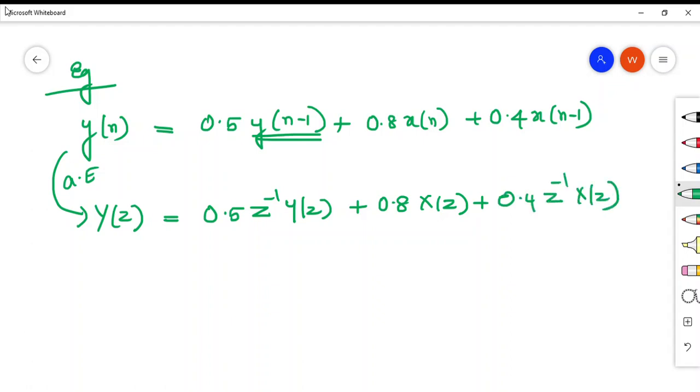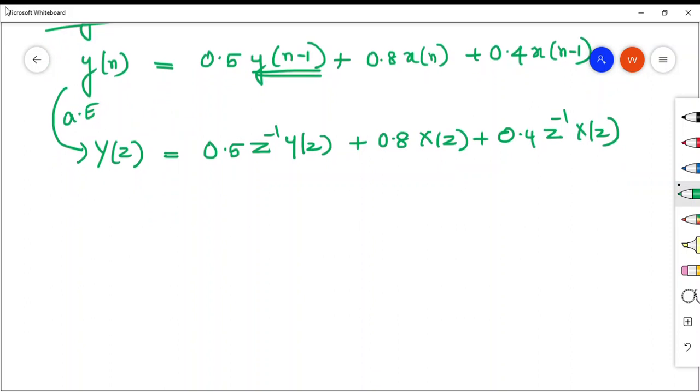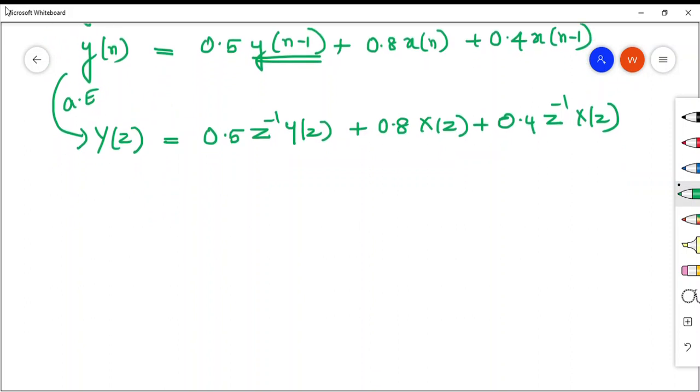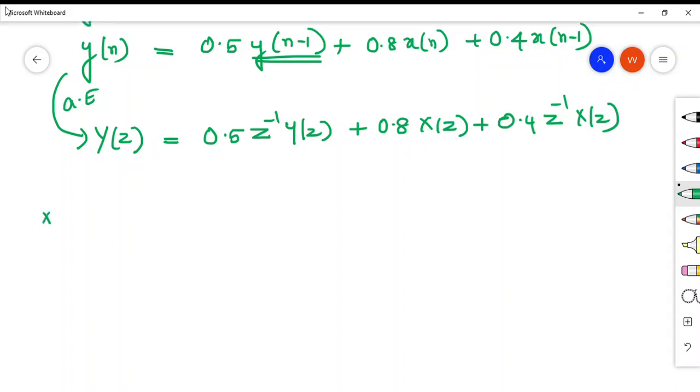Now you have transformed your difference equation representation into algebraic equation in Z domain. Now let's see how this is realized into a network. Now you know x of z is always the input and y of z is the output. So let's write x of z at the left side and y of z here at the right end. Now let's start from x of z. Just see whether there is any term which is having x of z. So here you have 0.8 x of z.